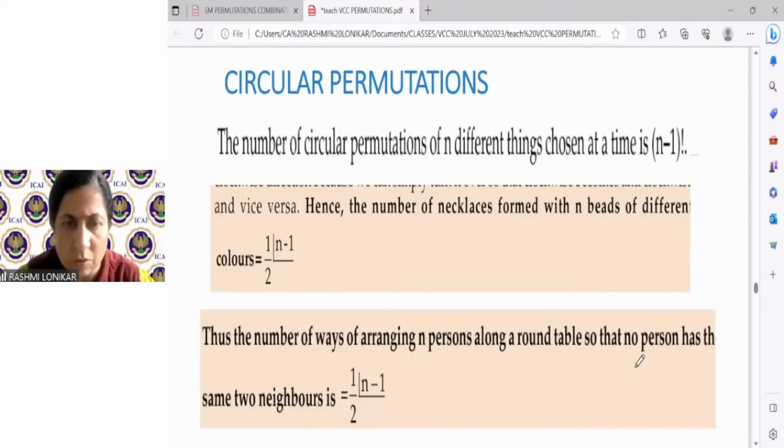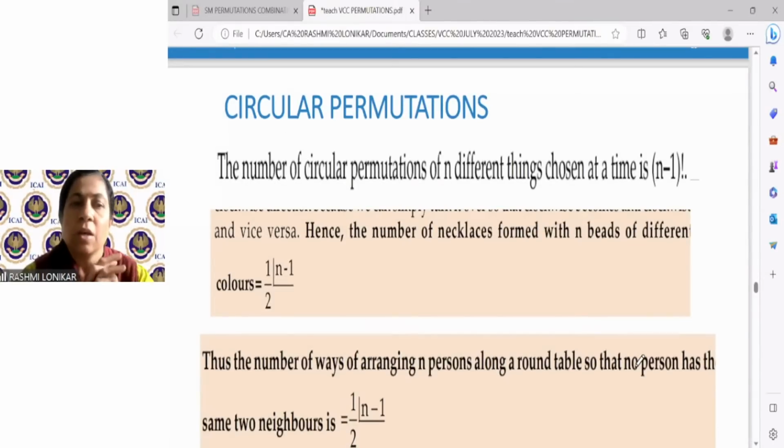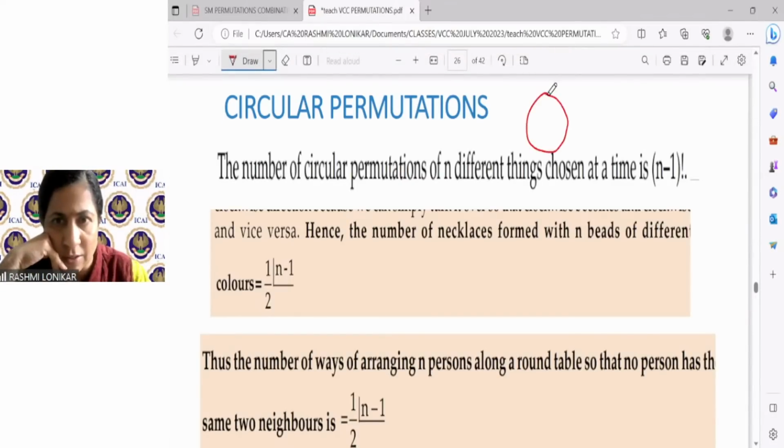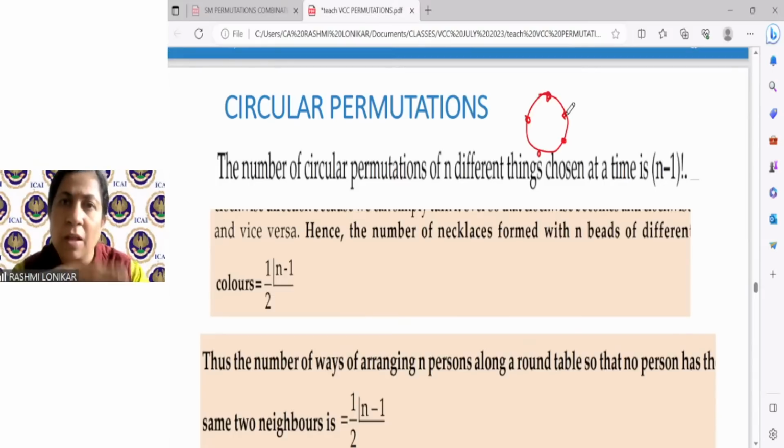I must talk to you about circular permutations. The number of circular permutations of n different things taken all at a time is (n minus 1) factorial. Suppose I have a round table and I have to make people sit around it. How many different ways can I do that? It is (n minus 1) factorial ways. Like if I have 5 people, then I can make them sit around in 5 minus 1, 4 factorial ways. So 4 factorial is 24. So there are 24 ways in which I can make 5 people sit around a circular table.